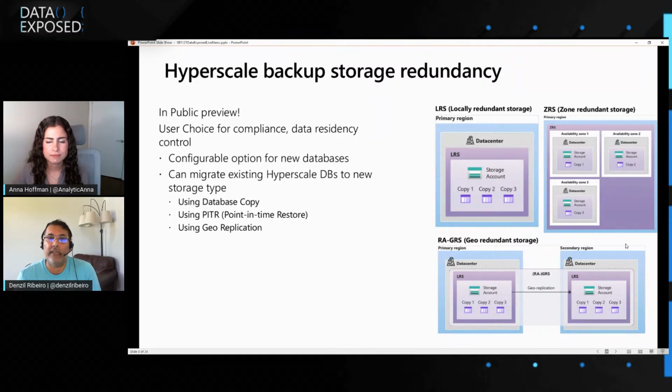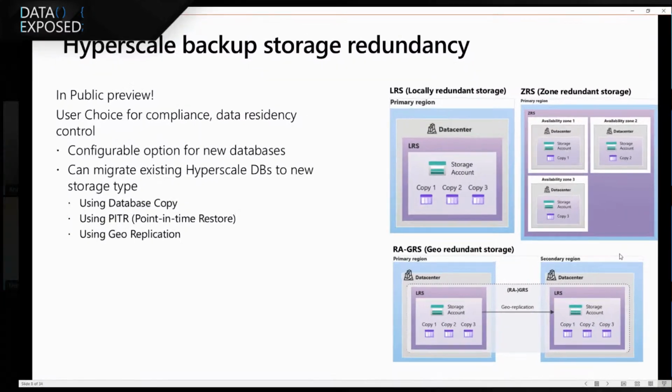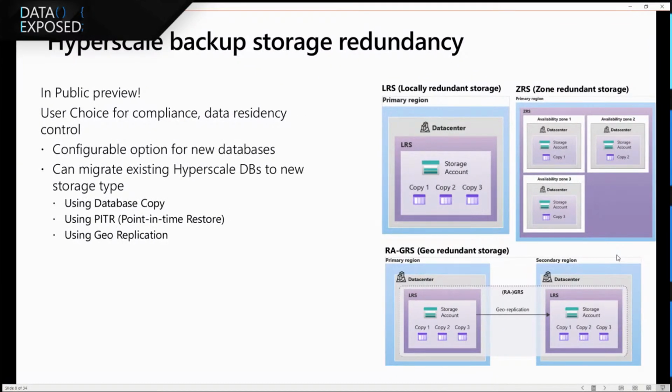So it's a disaster recovery type of scenario where if your primary region does go down, you can restore from a geo-replicated backup. So that's the default. But for compliance reasons, there are residency requirements that your data has to be within a region. So we do allow now the choices of LRS and ZRS.